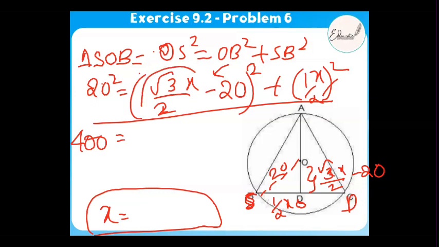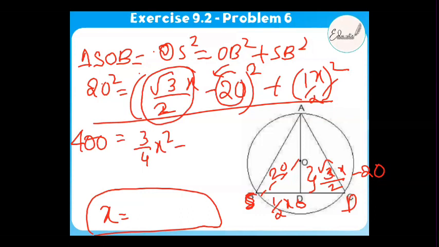So this is which one? Which formula will you apply? A minus B whole square. A minus B whole square is equal to A square minus 2AB plus B square. Let's just consider A here. What is root 3x by 2 whole square? Is it not 3 by 4 x square? Yes or no? Yes.